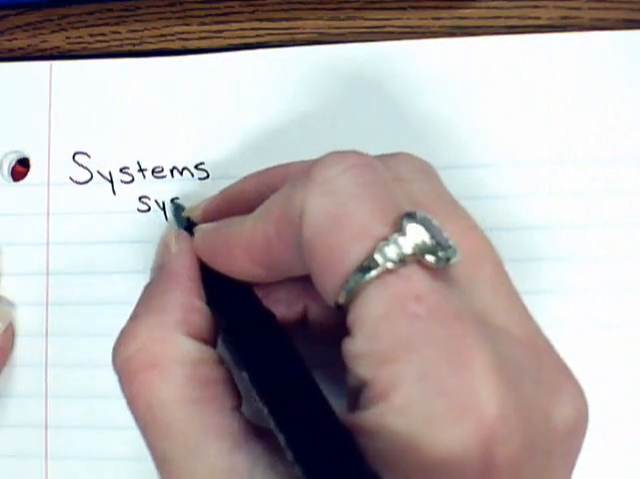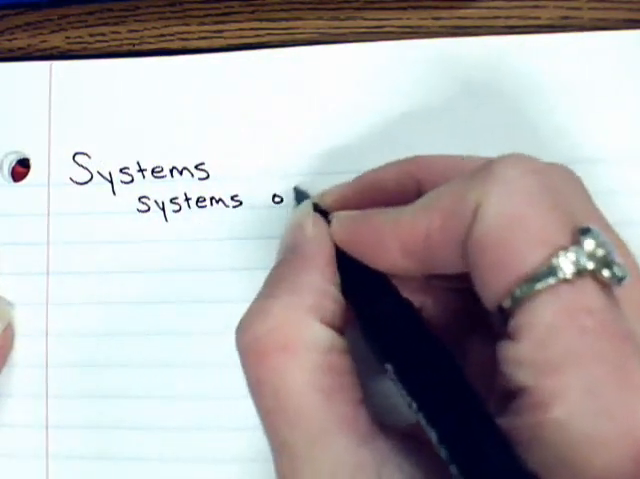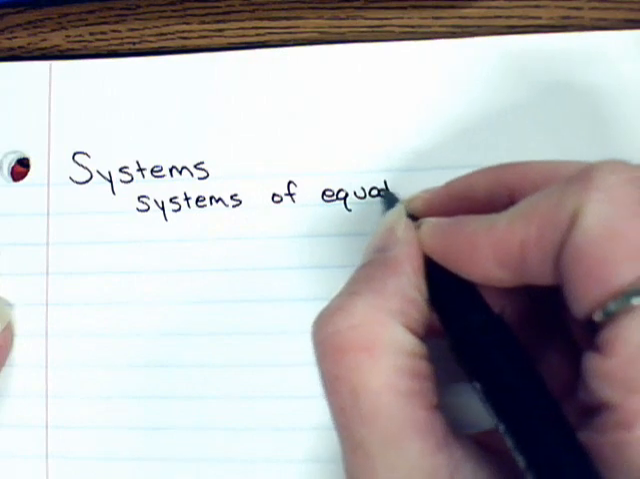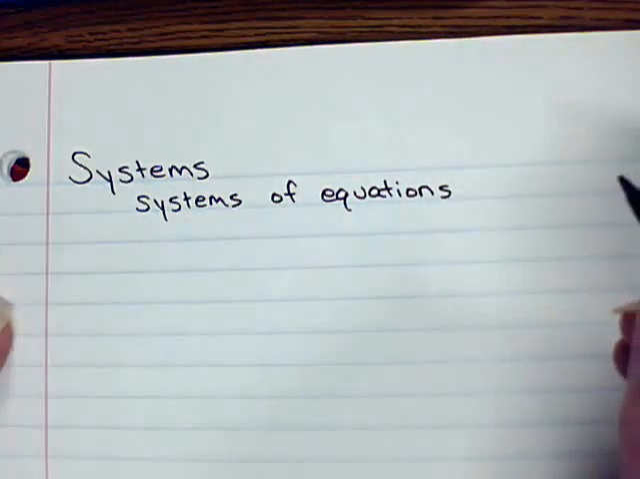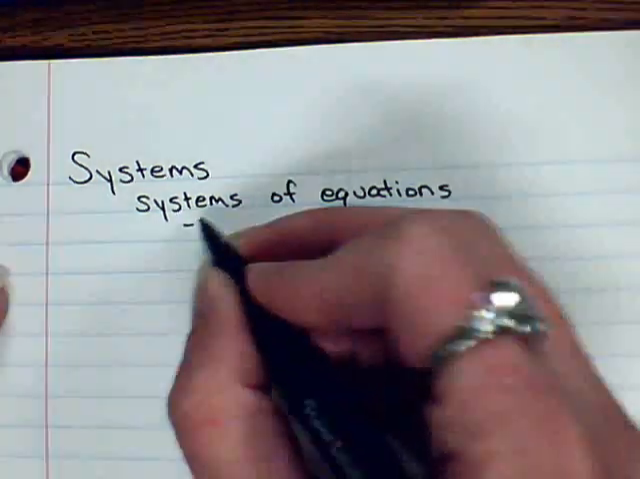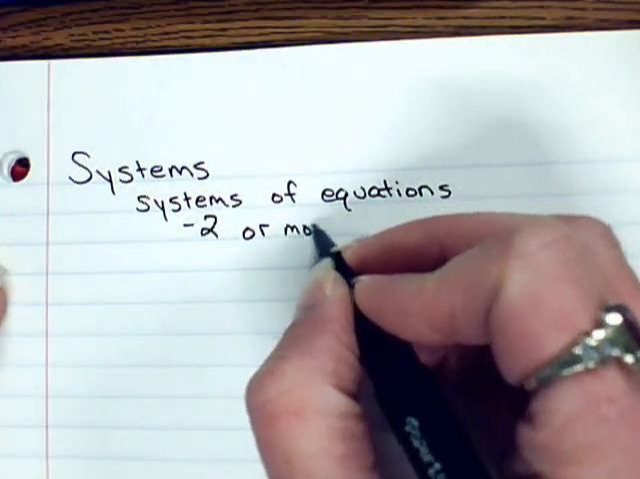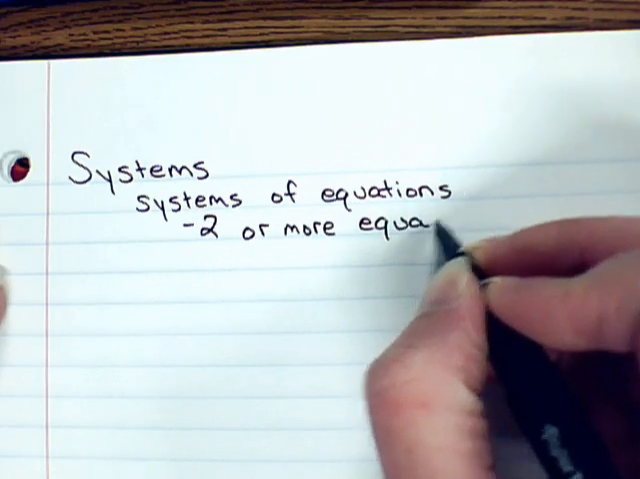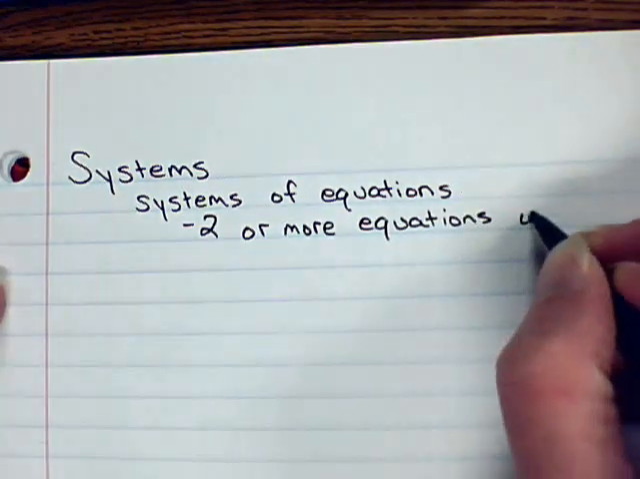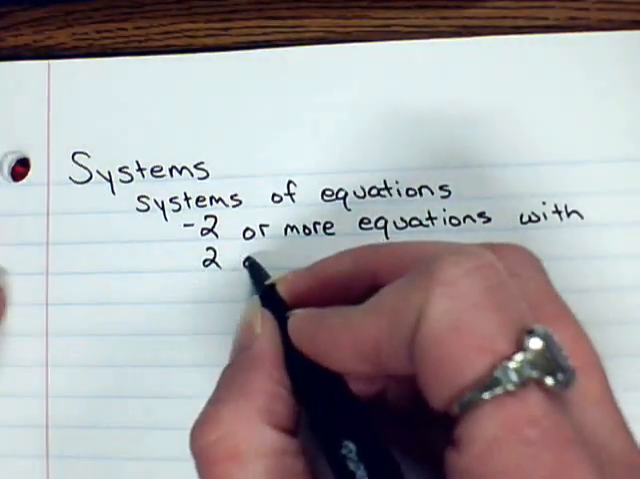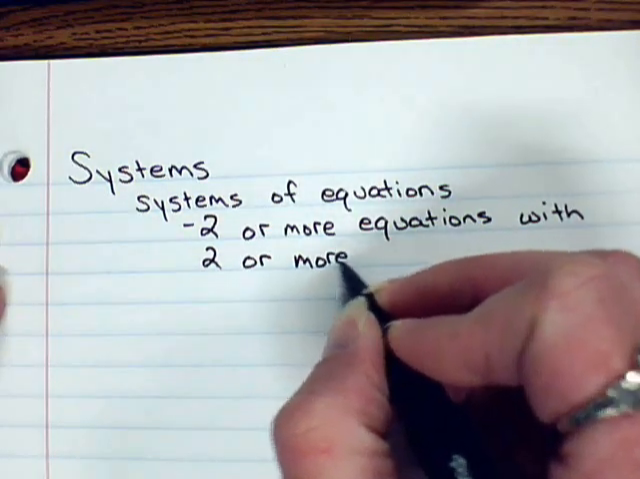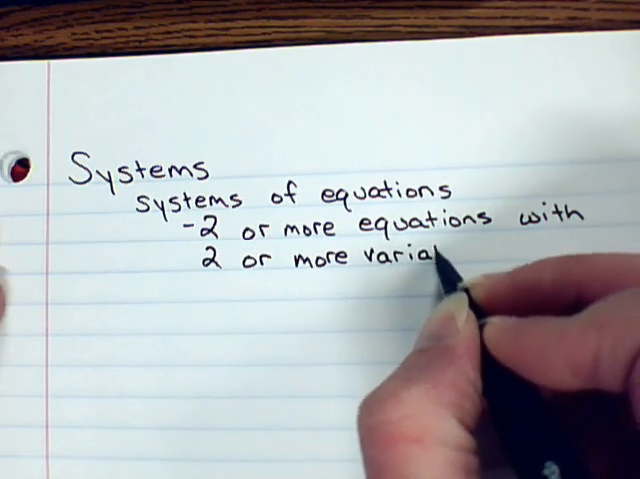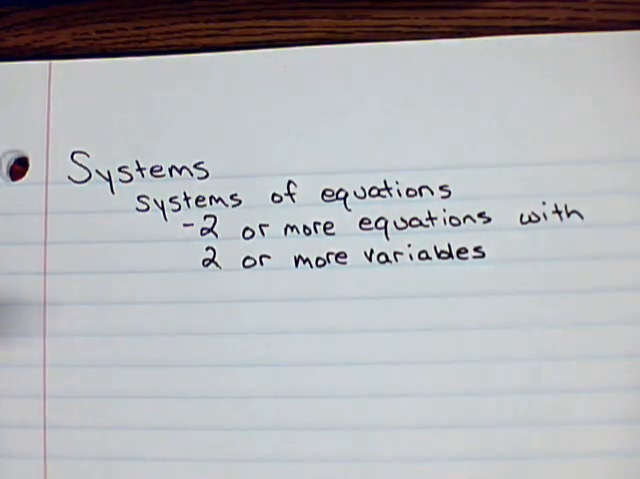All right, in Unit 2, we're going to be looking at systems. We will have two types of systems, systems of equations, which means we have two or more equations with two or more variables. Now we'll also be looking at systems of inequalities.